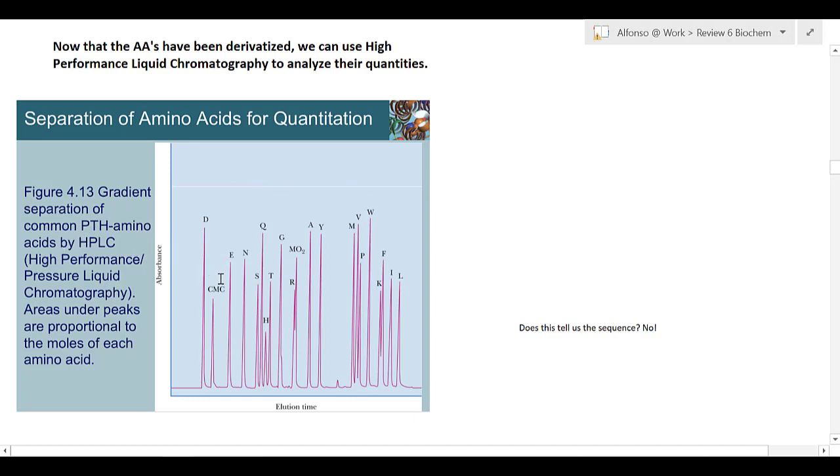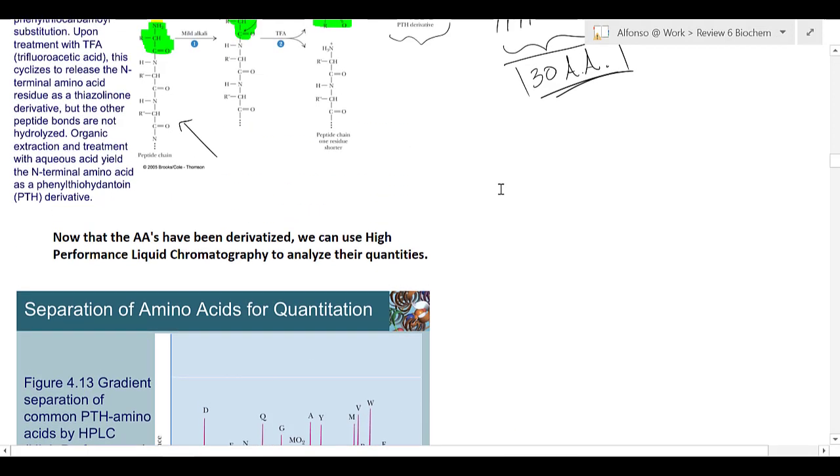And I don't think that you guys discussed that in your lecture. So we won't be going over that in this review. But the area under each curve represents the relative quantity of each amino acid, which you'd have to compute using a program. And I'm pretty sure you're not going to be asked to do that on your exam. That'd be very difficult. But does this tell us the sequence of amino acids?